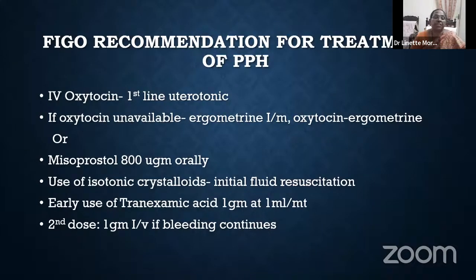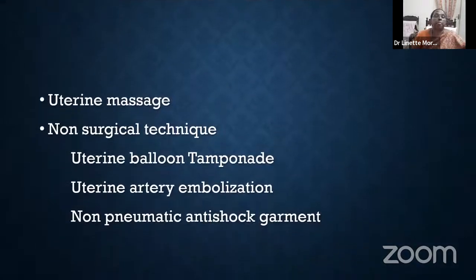Initial fluid resuscitation with isotonic crystalloids should be tried. And as mentioned earlier, tranexamic acid has been tried in the early management of hemorrhagic bleeding episodes. Uterine massage continues to be an important part of prevention and treatment of PPH.